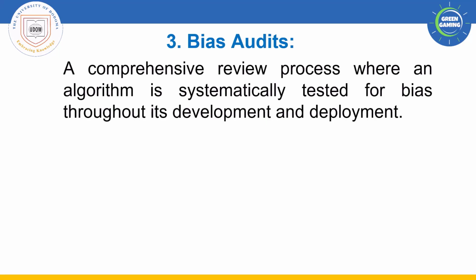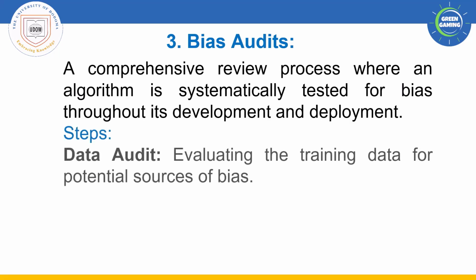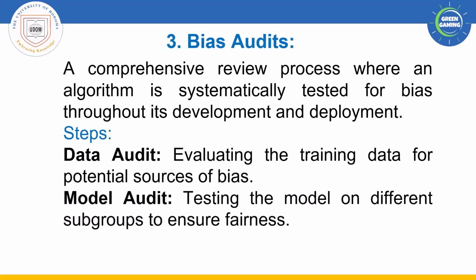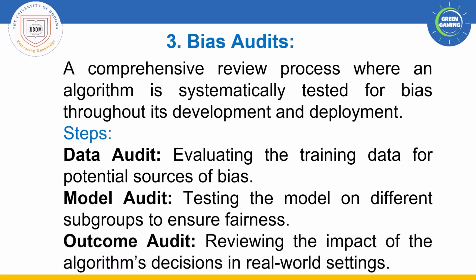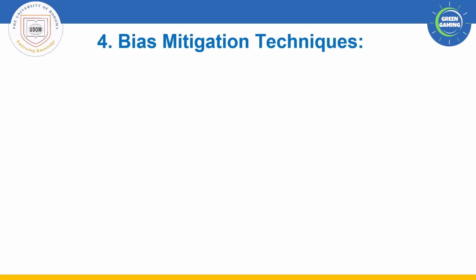We also have what we call a bias audit. A bias audit involves a comprehensive review process where an algorithm is systematically tested for bias throughout its development and deployment. Steps involve data audit, whereby we evaluate the training data for potential sources of bias. Model audit, whereby we test the model on different subgroups to ensure fairness. We also have outcome audit, whereby we review the impact of the algorithm's decisions in a real-world setting.